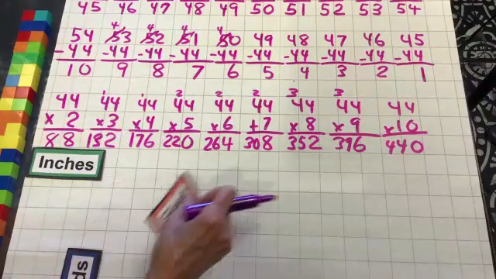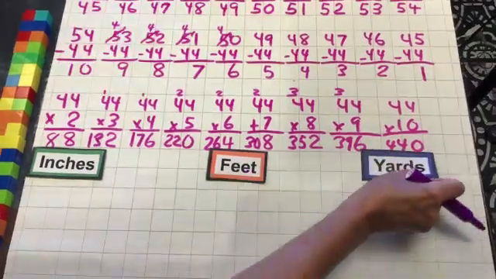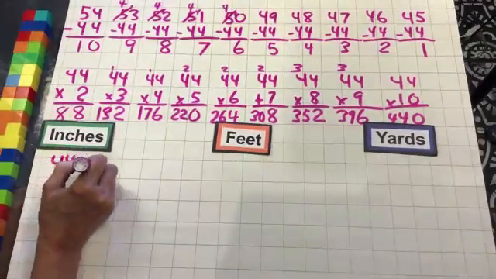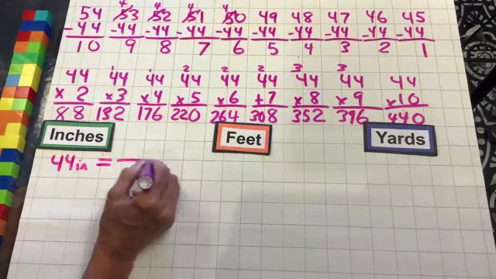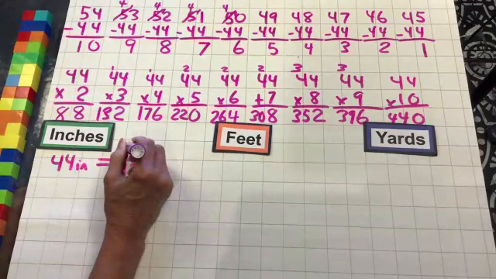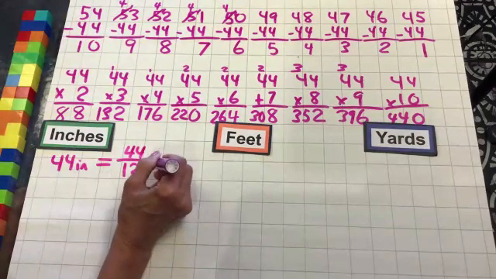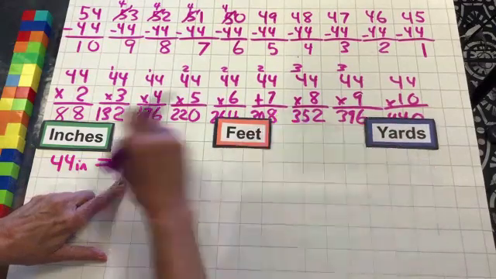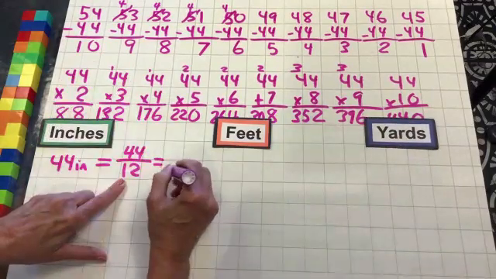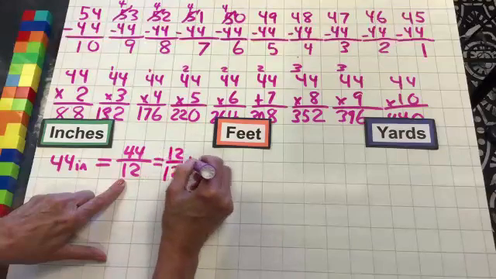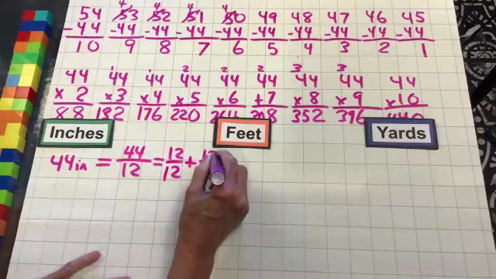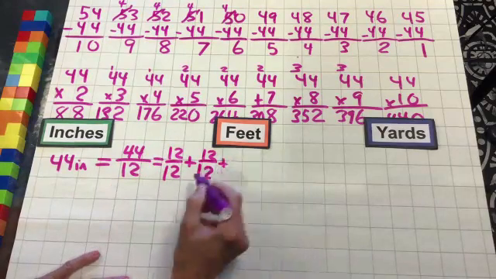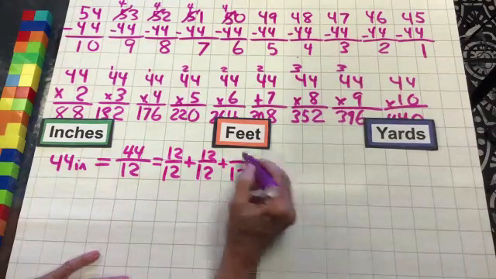measurement, inches, feet, and yards. So let's give it a whirl. Today is 44 inches. And we know that it takes 12 of those to make a foot. So we're going to have 44 over 12. We're creating an improper fraction to break it apart to find out how many feet we have. So we have 12 over 12 plus 12 over 12. When we're doing this, know that you cannot add fractions unless their denominators, the bottom numbers, are all the same. So we're making these all 12s.